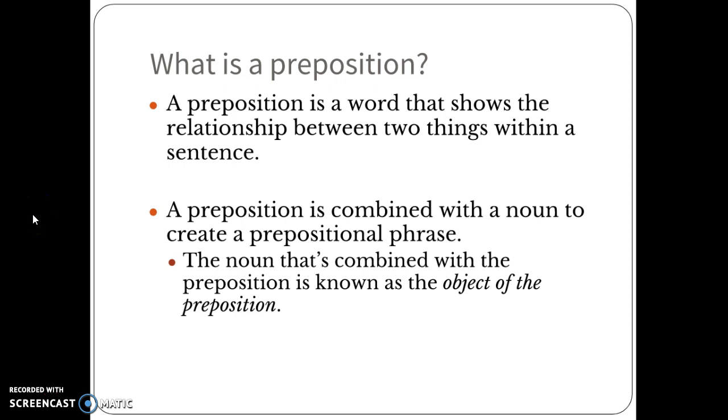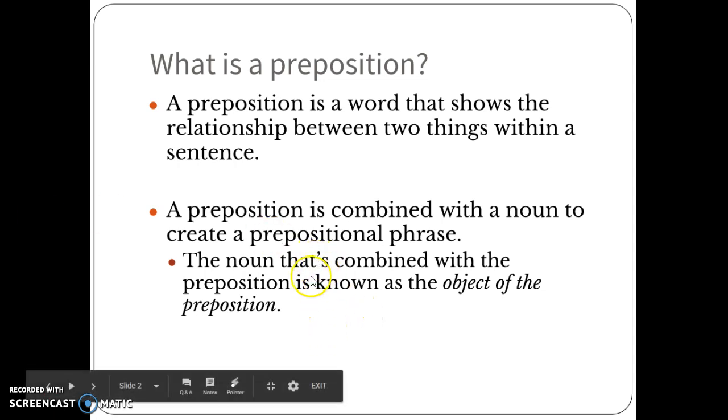Okay. So, first question at the top. What is the function of a prepositional phrase within a sentence? What is a preposition? A preposition is a word that shows a relationship between two things within a sentence. It's combined with a noun to create a prepositional phrase. The noun that is combined with the preposition is known as the object of the preposition.